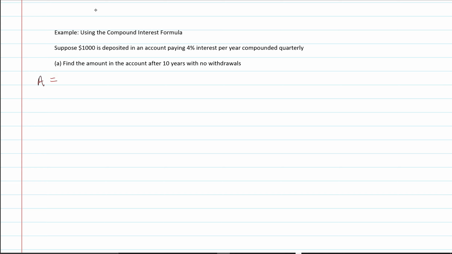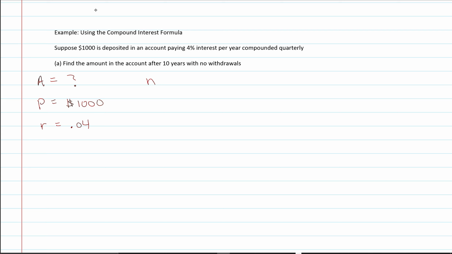So A is the future worth. Well, that's unknown because they're asking us to find the amount after 10 years. So A is unknown. Now P, the present value, or the present worth, looks to be $1,000. That's how much we deposit into the account. The interest rate, the R, it tells us is 4%, so we change that to 0.04. For changing to decimal from percent, we just move the decimal place over 2 places. So it's really 4.0, so we move it over 2 places and we get 0.04.